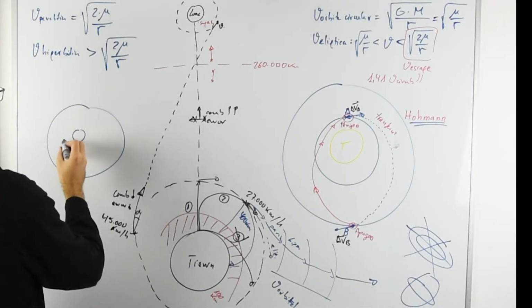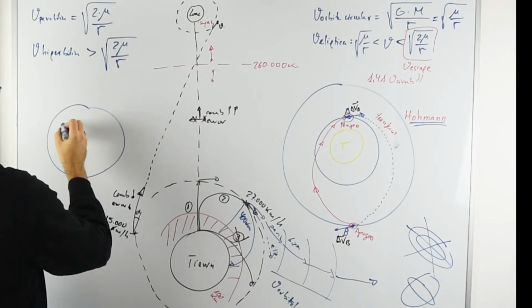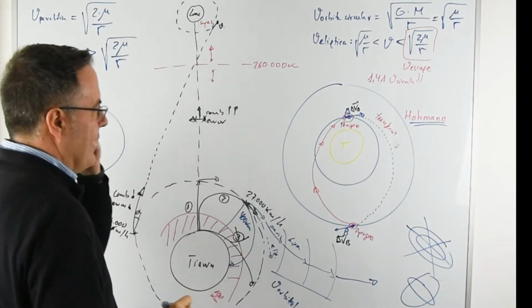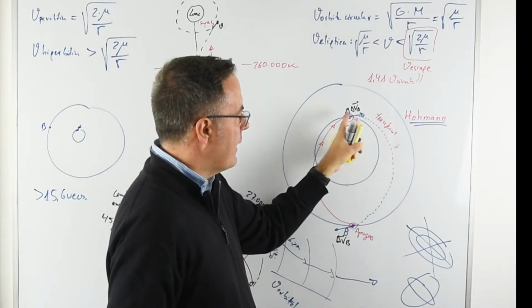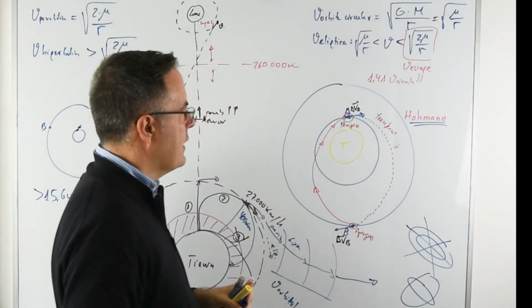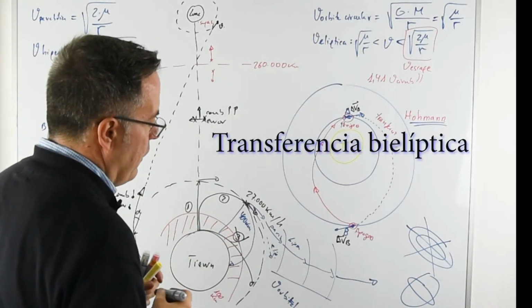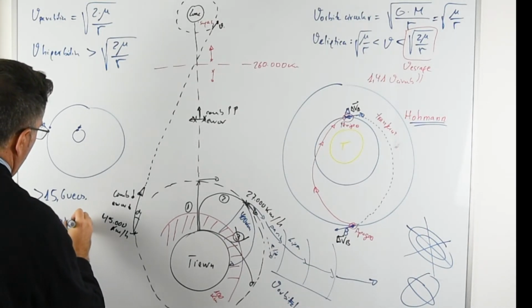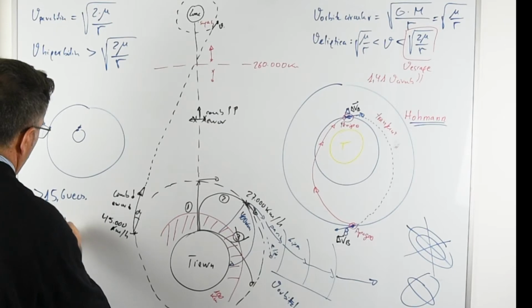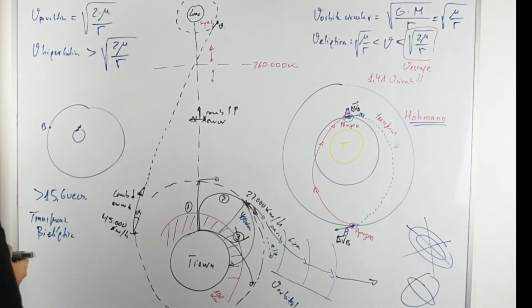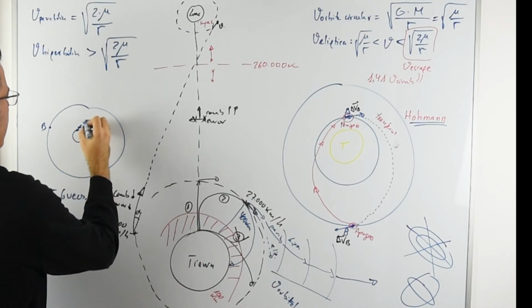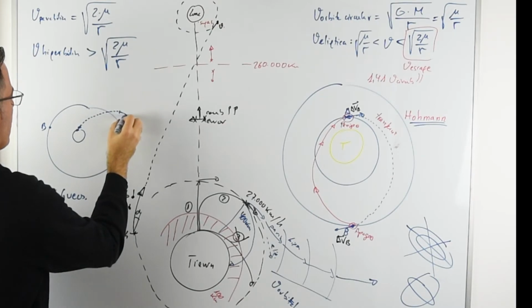So there is another possibility: in some cases where the inner and the outer orbits are at a distance higher than 15.6 times, it is needed to use another system, the bielliptic transfer orbit. That means the use of two different elliptic trajectories in order to reach the final point.